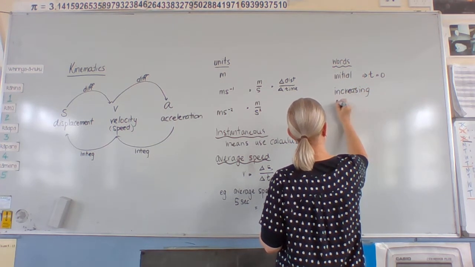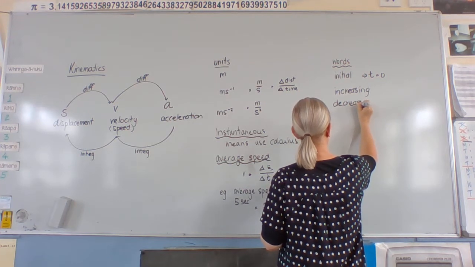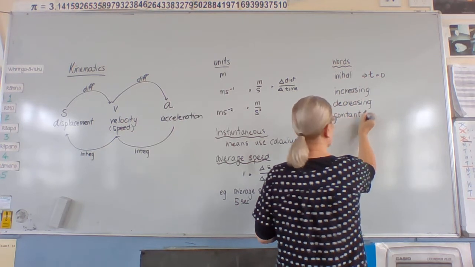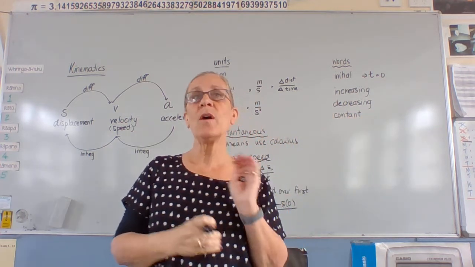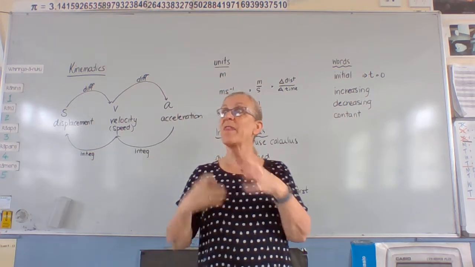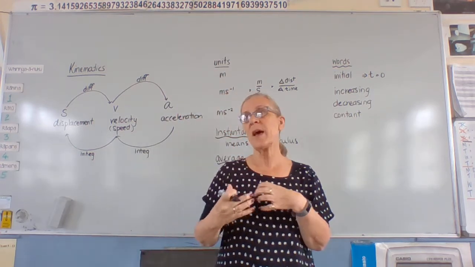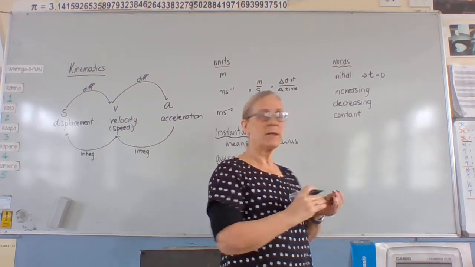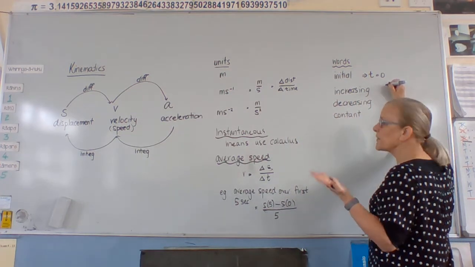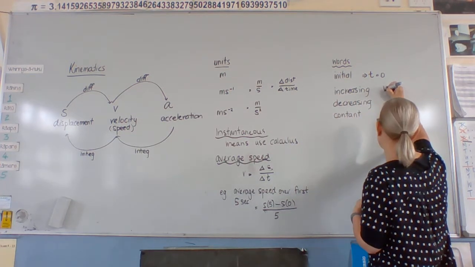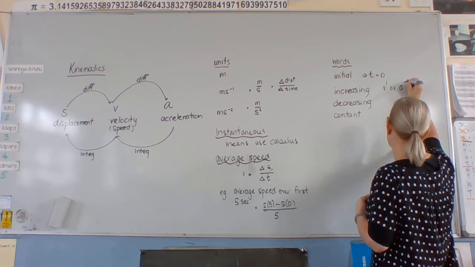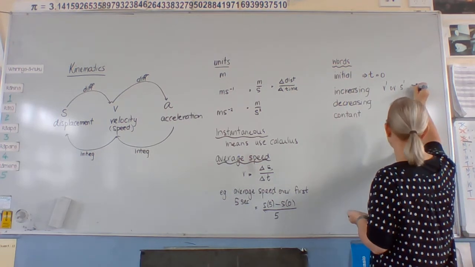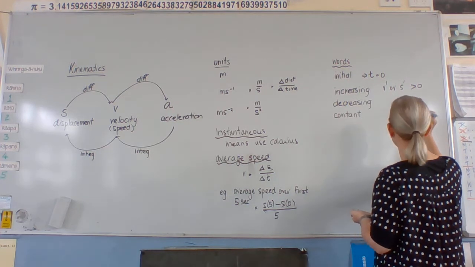Then we have increasing, decreasing, and constant. These can apply to either speed or acceleration, and we are talking about the rate of change. So therefore, we're talking about the derivative being greater than 0, less than 0, or equal to 0. All right? So we're talking about the first derivative of whatever it happens to be. So it would be v dashed or s dash, so v or a, being greater than 0, less than 0, or equal to 0.